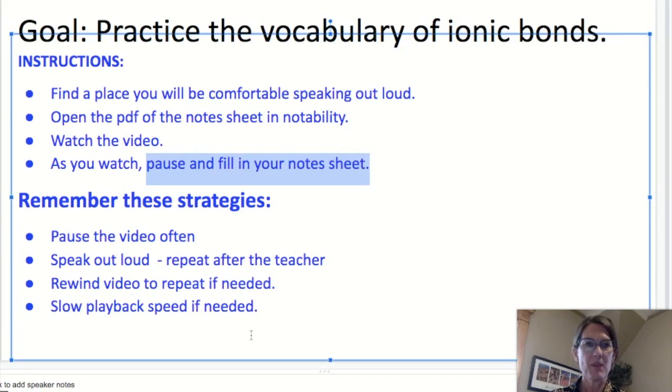Then also remember the strategies we talked about for watching videos: you should pause the video often, speak out loud and repeat after me, and rewind the video to repeat if needed, and also slow the playback speed if needed.